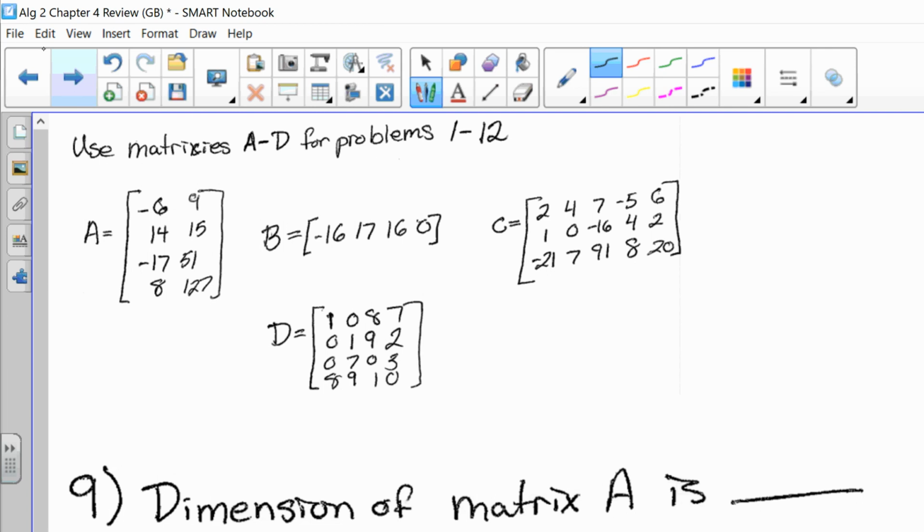9 through 12. Let's start at 9. It would be what? And the B is 1 by 4. D is... Be paying attention to which ones it's asking. It might not go A through whatever the letters are, because it went A, B, D, C.